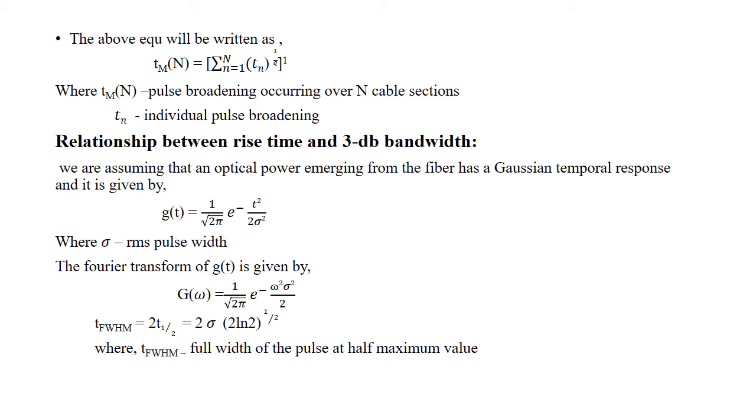So from the equation, the time t of 1 by 2 required for the pulse to reach its half maximum value is expressed as T_FWHM is equal to 2 t of 1 by 2, that is equal to 2 sigma into 2 ln of 2 the whole power 1 by 2. So here T_FWHM is the full width of the pulse at half maximum value.